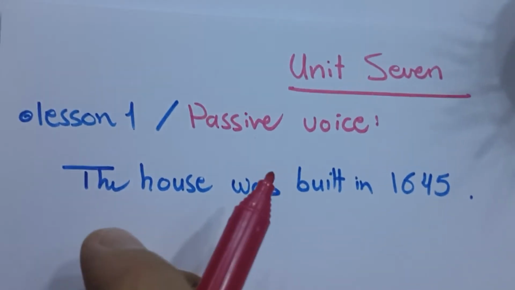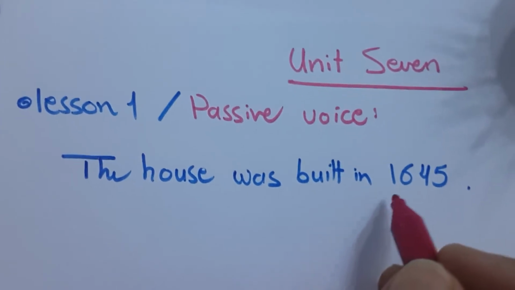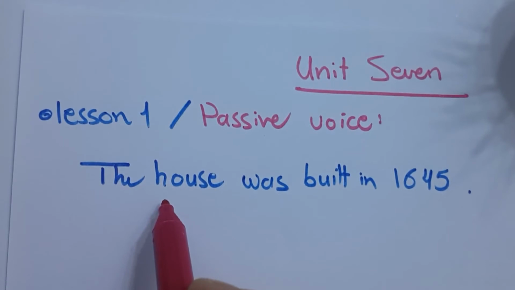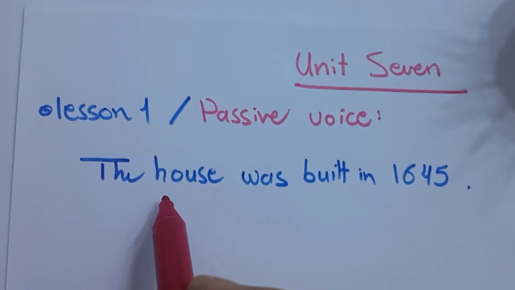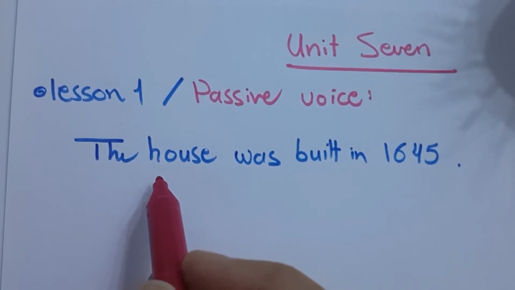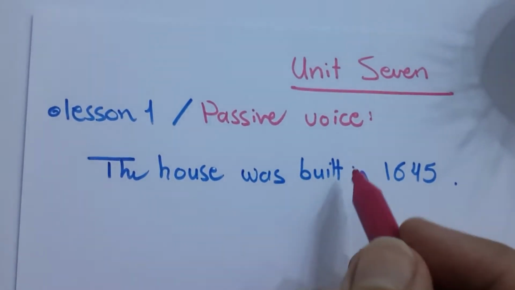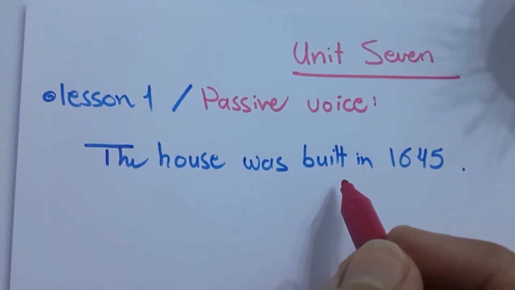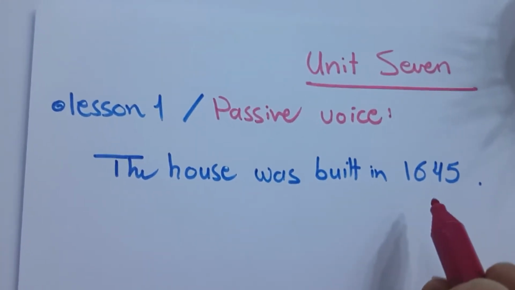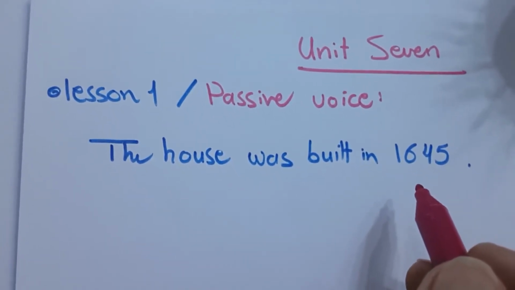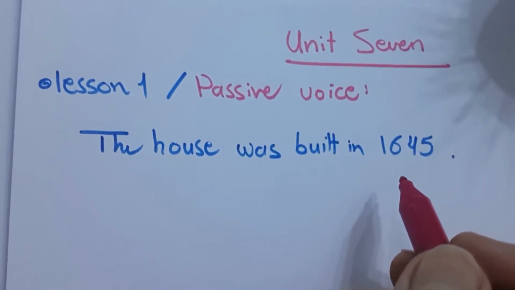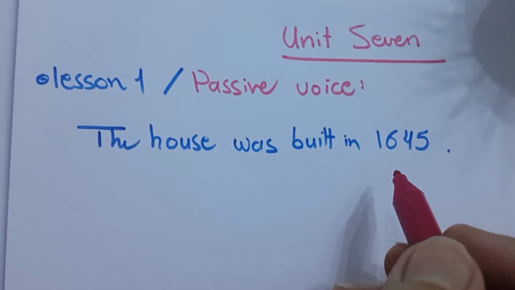Look at the example with me. The house was built in 1645. You have a noun in the position of a subject, but it is not a subject. The subject is hidden or omitted. And you have an action, was built, and it affects the house in a certain year. So this sentence is constructed in the passive voice because it starts with the object and there is no subject in it.